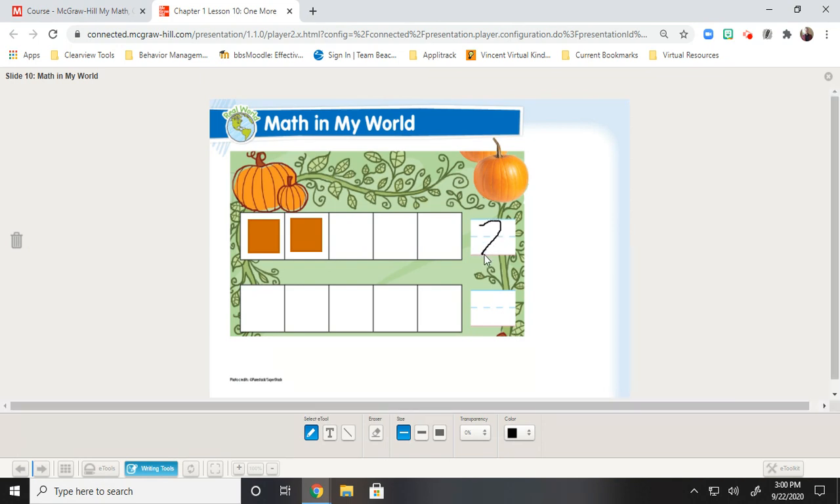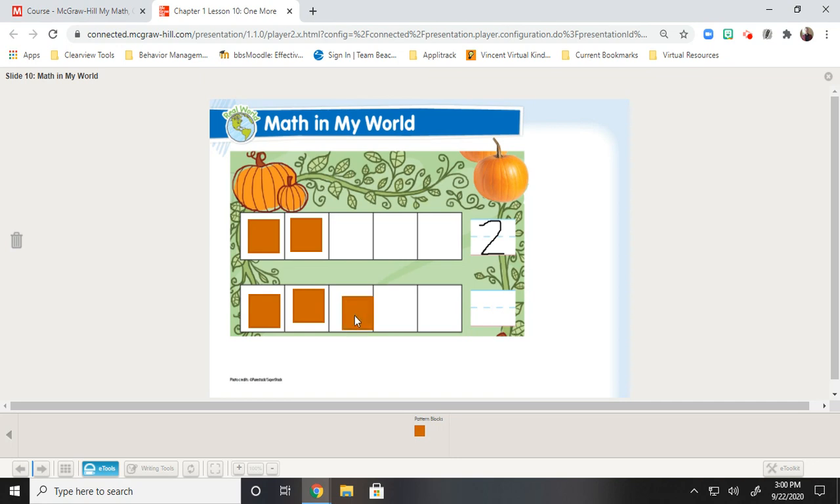Curve on down and slide to the right. I am number 2. Now this time on the bottom, I need to show one more. So let's get out the blocks again. 1, 2, which is the same, but now we have 3. Awesome. Let me write 3. Curve around and around again. I am number 3. 3 is one more than 2.